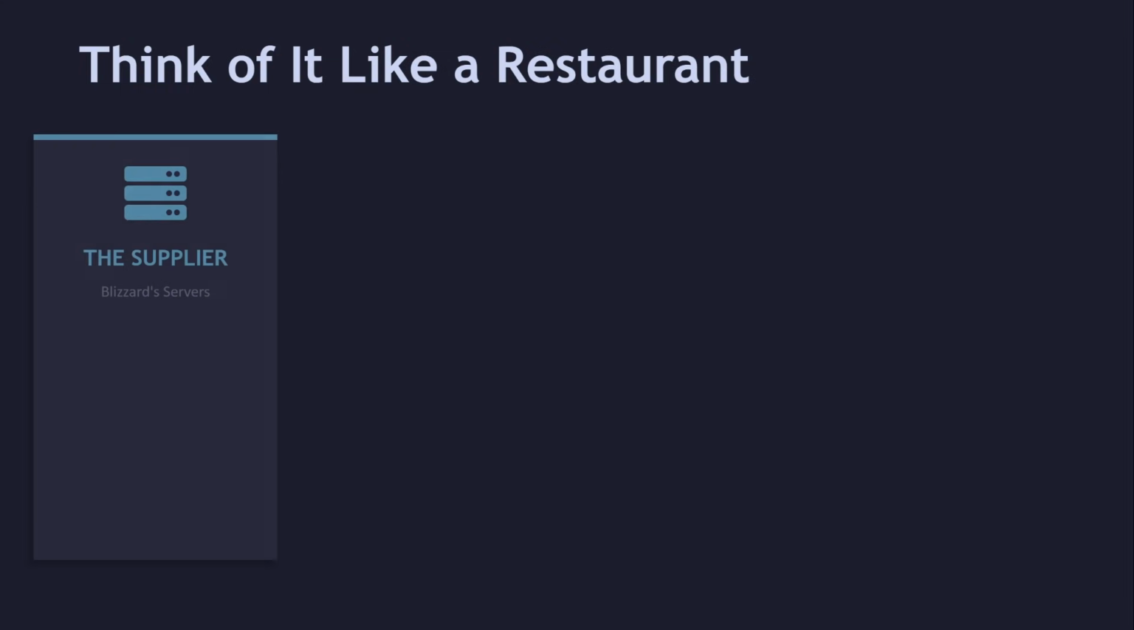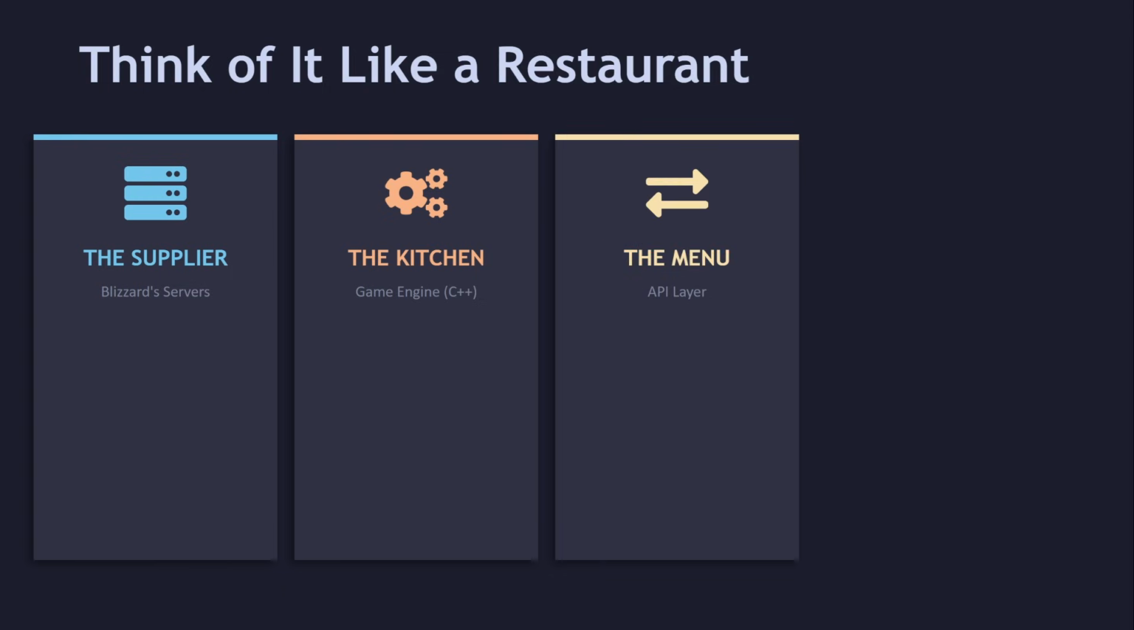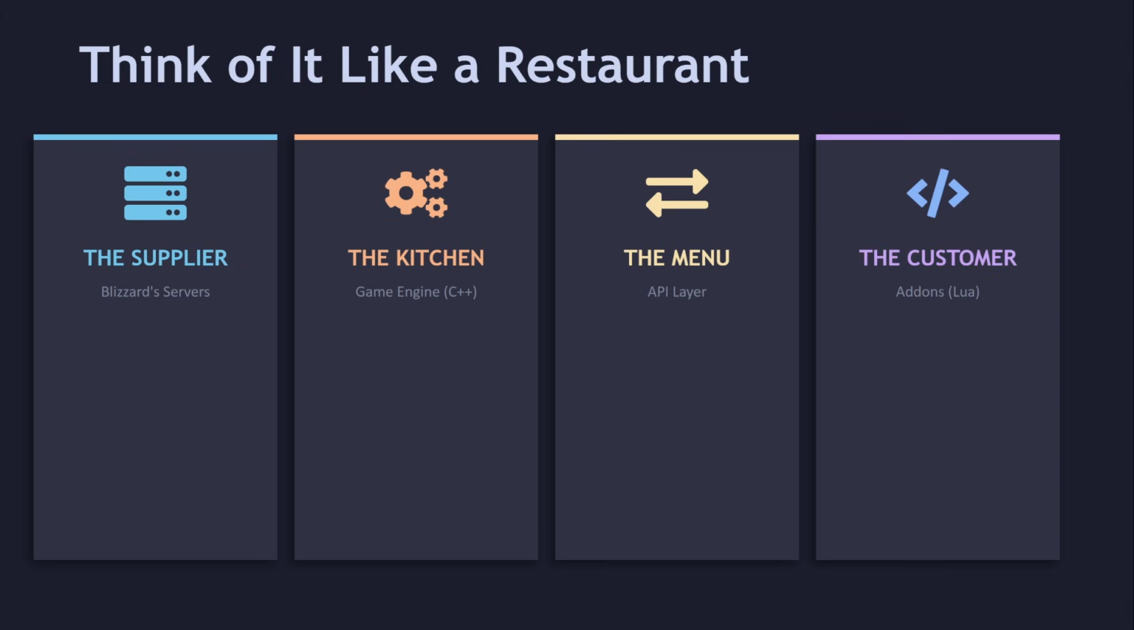You can think of it sort of like a restaurant. Blizzard servers are kind of like the supplier. They provide all the ingredients, or well, data. The game engine is sort of like the kitchen. It prepares what it received from the servers and exposes it via the API layer, kind of like a menu. Add-ons are kind of like the customer. They can order what they want, but only from the menu.